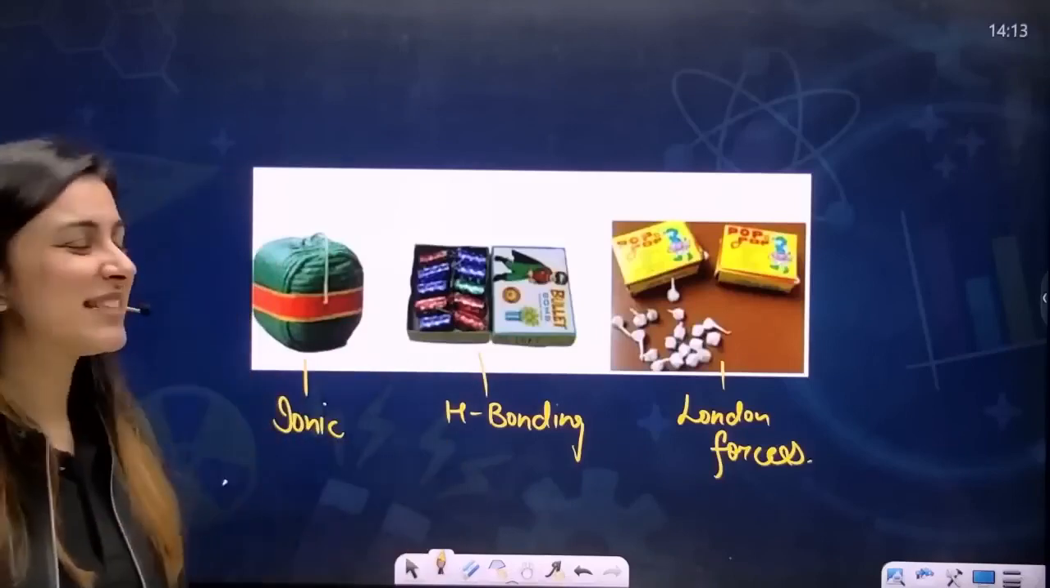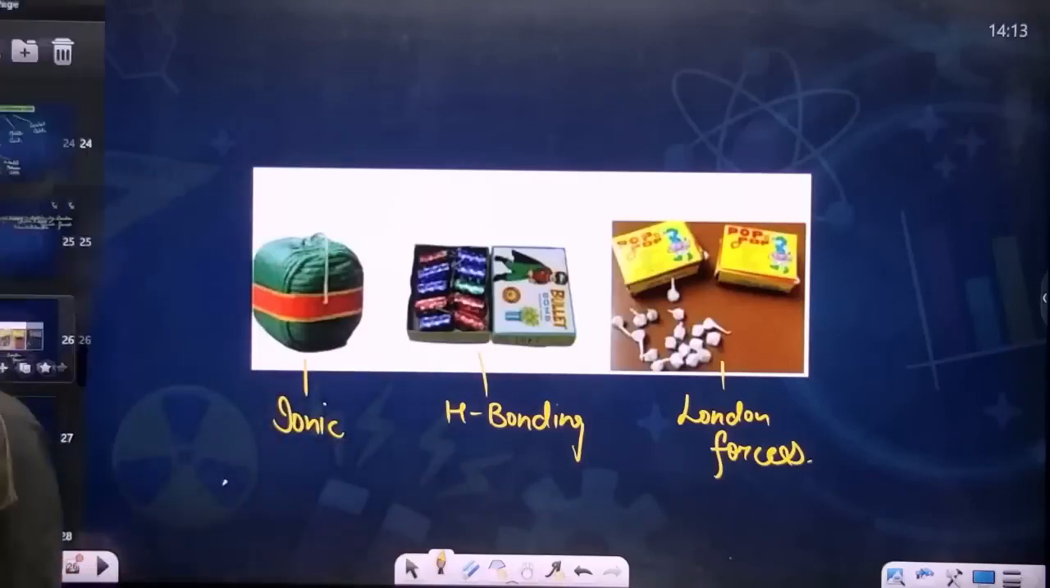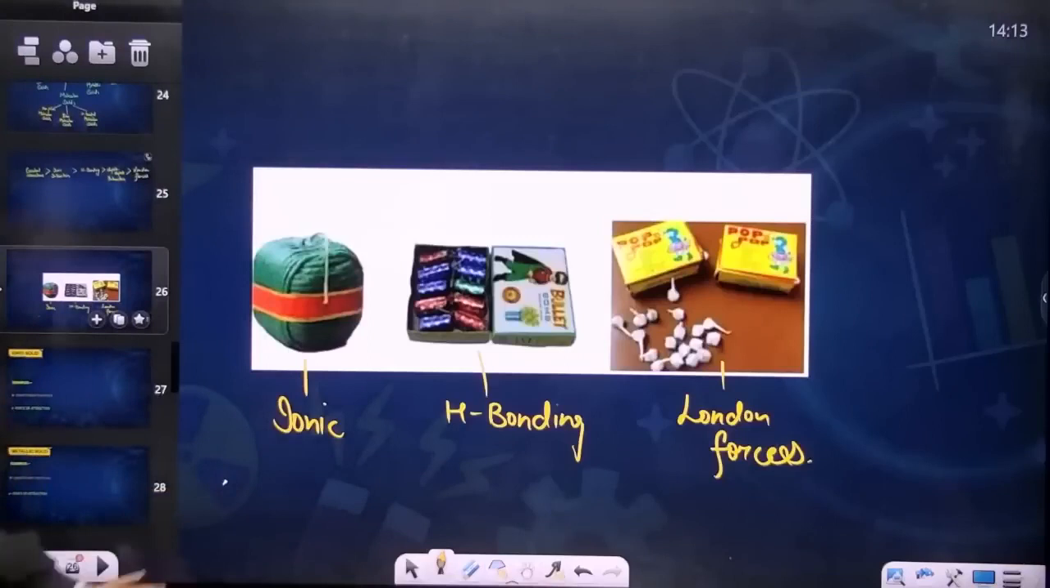Perfect. Let's move forward, my dear students. If you want to write it and draw it on your own, you can write it down.